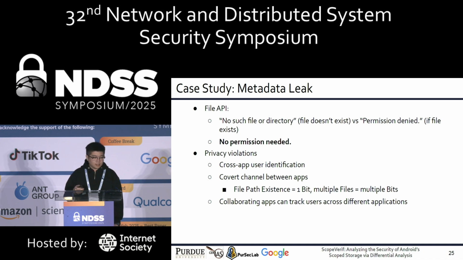So I really want to share this case study with you. It's what we call metadata leak. ScopeVerif found that if you use the File API to read a file in another app's private folders, and the file exists, it will say permission denied. If the file doesn't exist, the exception message will show no such file or directory. Using this message, we can tell the existence of a file stored in other apps' private folders. And note, to perform this attack, no permission is needed.